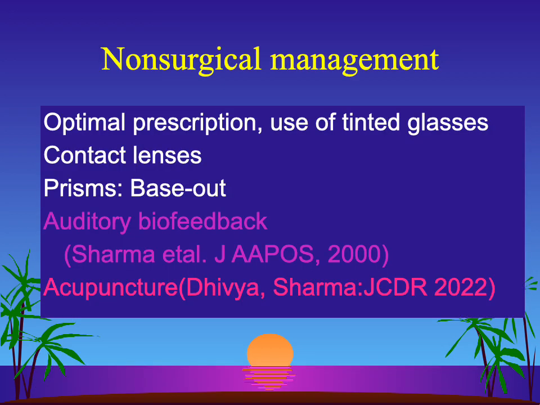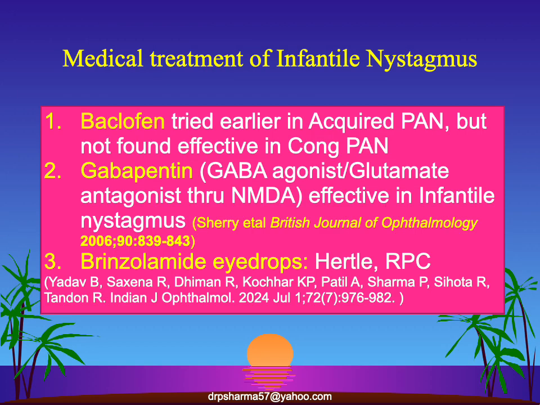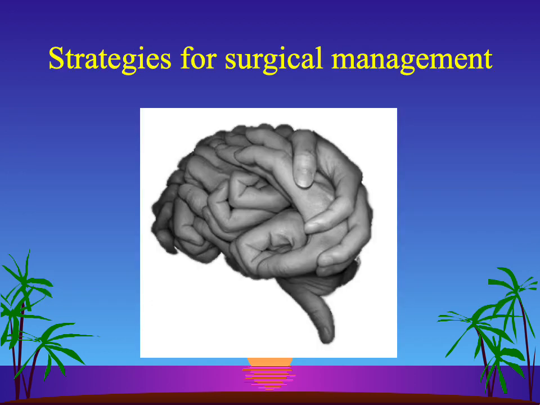So in the non-surgical management, we usually prescribe glasses and make use of tinted glasses if there is an associated albinism. Contact lenses may be used for high myopes. Prisms may be tested for, but usually they do not have much advantage in the larger head turns. Auditory biofeedback and acupuncture have been tried, but they have a limited role, like these publications indicate. Medical treatment in the form of baclofen, gabapentin, and brinzolamide eye drops have been tried with limited success.